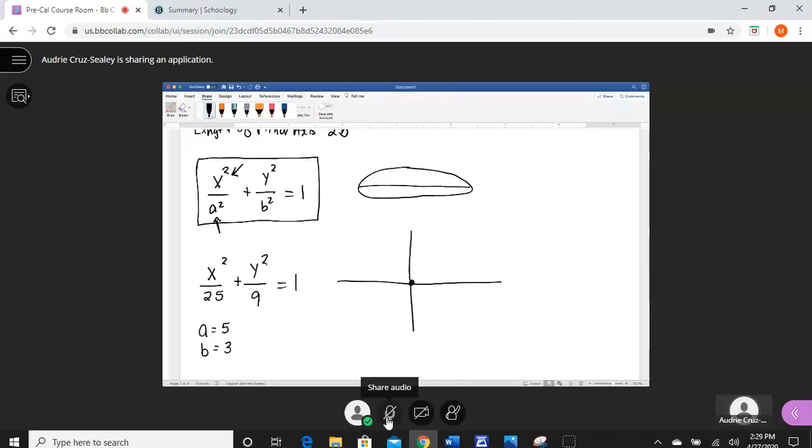So if I were to sketch this, 1, 2, 3, 4, 5. 1, 2, 3, 4, 5. 1, 2, 3. 1, 2, 3. This would be my ellipse. Are there any questions on where I got anything? So far, so good?